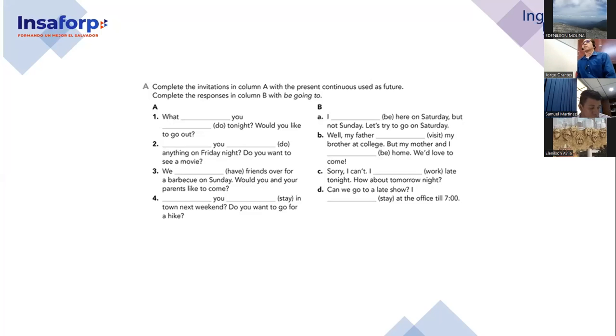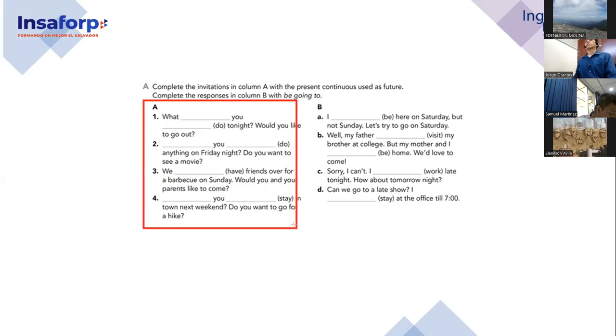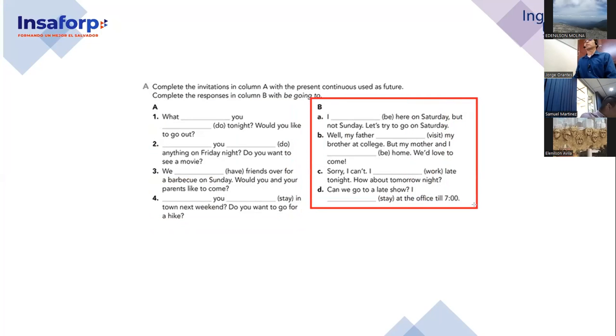Complete the invitations or the questions to make invitations are going to be from 1 to 4. Y las respuestas para aceptar o declinar las invitaciones están aquí. Column B, from letter A to letter D. So what do you need to do?